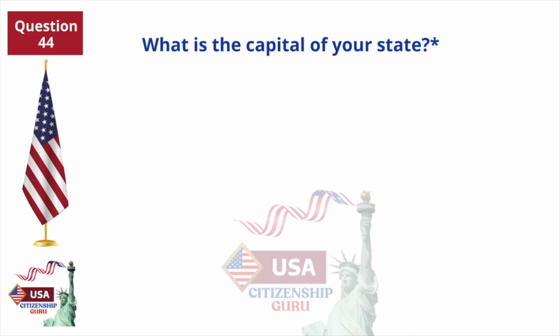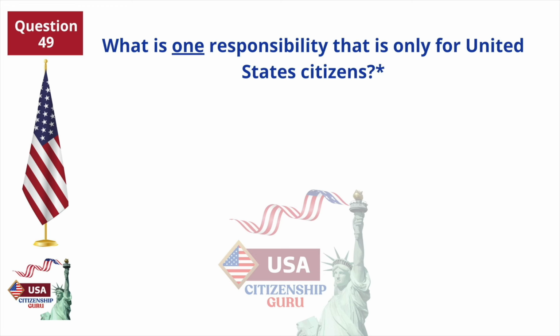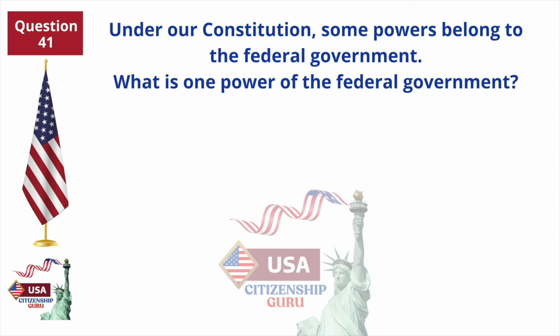What is the capital of your state? What is one responsibility that is only for United States citizens? Serve on a jury. Under our Constitution, some powers belong to the federal government. What is one power of the federal government? To print money.